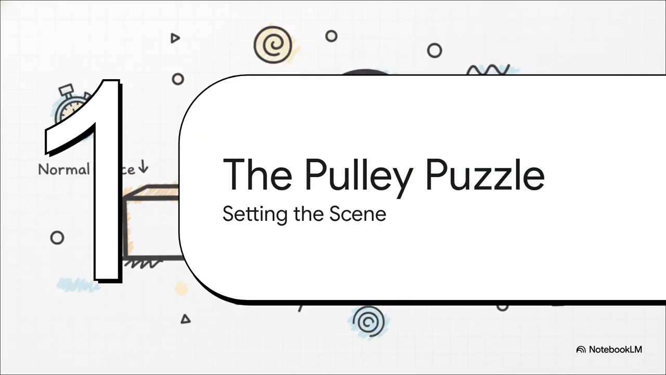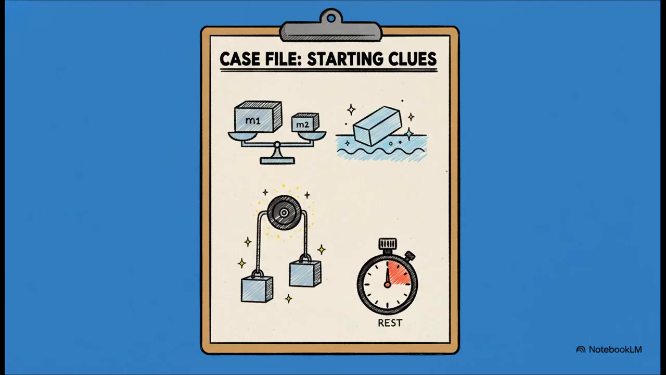Okay, like any good investigation, you gotta start with the facts. Before we can solve anything, we need to know exactly what we're dealing with. So let's lay out all the clues for this system right from the start. So here's what we know straight from the case file. We've got our two masses, M1 and M2.